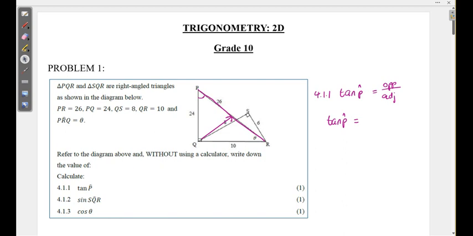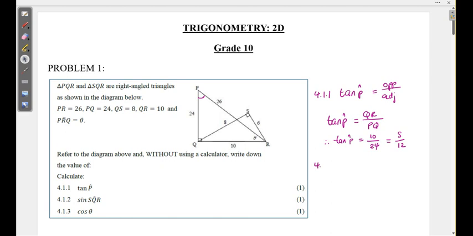So this means that when you're looking at P, this angle here, the side opposite P will be QR. Then the one adjacent to P will be PQ, okay? So to get that 4.1.1 there, we shall say the opposite is QR, and then the adjacent is PQ. Therefore, tan of angle P would be equal to 10 over 24. I think it can be simplified further, maybe by saying 5 over 12. Okay, so that is it there.